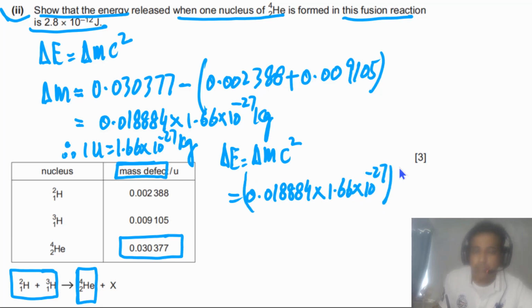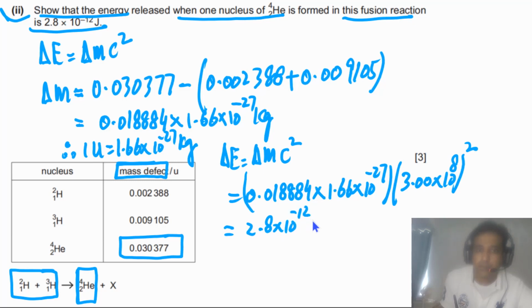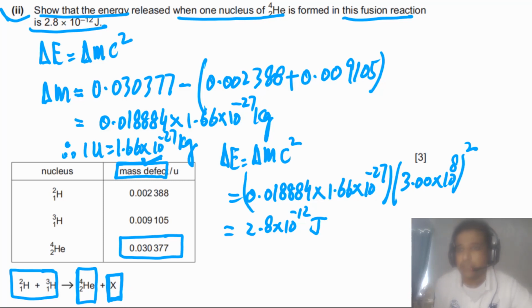So this is the mass defect. We will multiply this one with 3.00 times 10 to 8 squared, and if we solve this one, we will get 2.8 times 10 to minus 12 joules. So this is how you need to calculate. What is given to us for this question is mass defect, and this is a neutron, a loose particle, it has no mass defect. And this question has 3 marks.